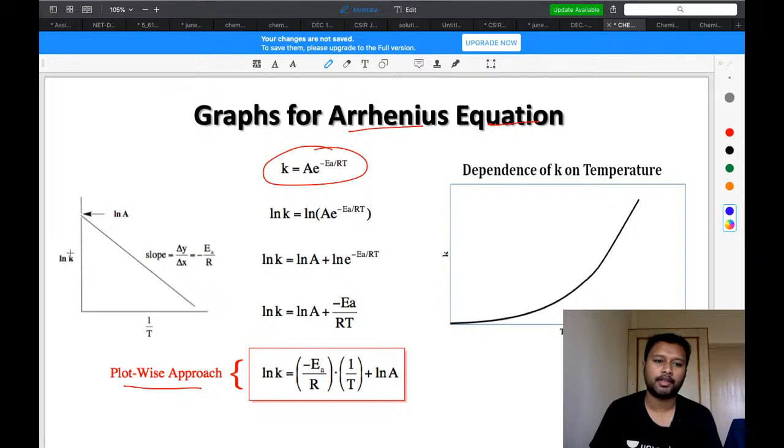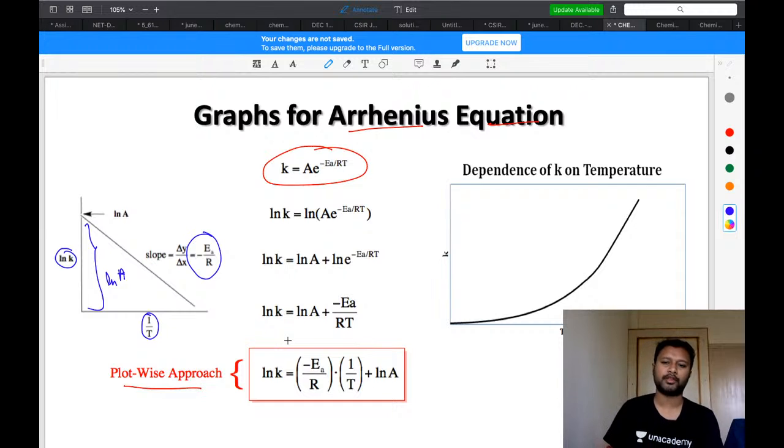Now you can see that ln k versus 1/T is what we are going to plot. The slope which we will get is -Ea/R, and the intercept is basically ln A, where A is your pre-exponential factor. You can also have a k versus T graph, where T is the temperature and k is your rate constant. In that case, you will get a logarithmic graph, showing an increase in k with the increase in temperature.